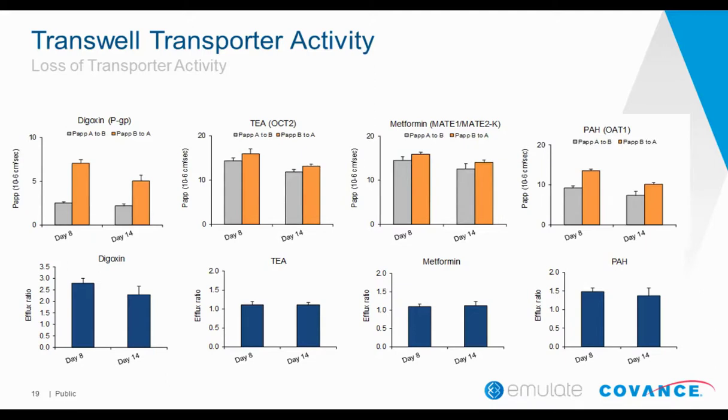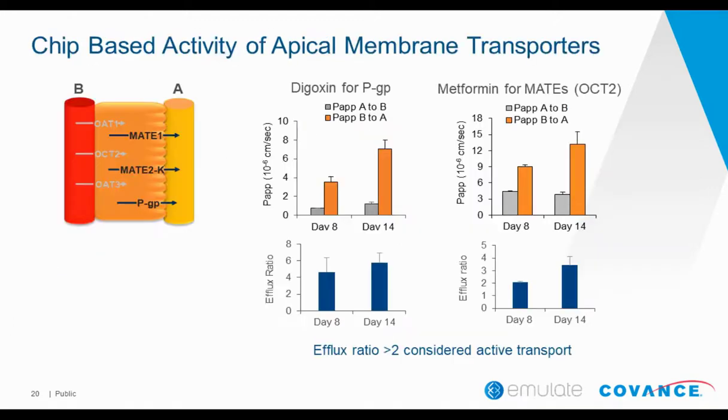However, when we start looking at the other relevant transporters, OCT2, MATE1, MATE2K, as well as OAT1, we're not really seeing that differentiation come through over time. So the efflux ratio stays right around 1. We never make it to that level of 2, which would be required in order to show an active model that we would basically use to take forward to say that there is an interaction.